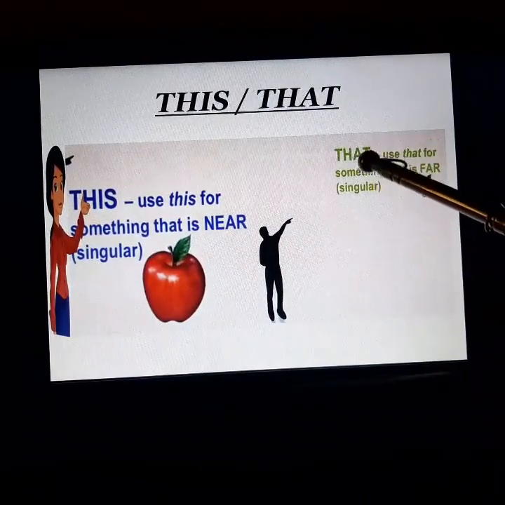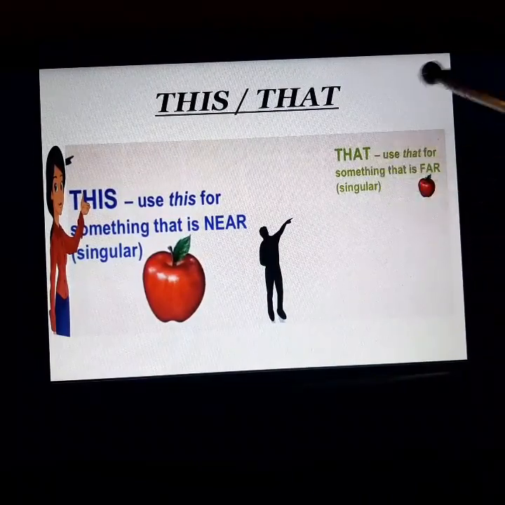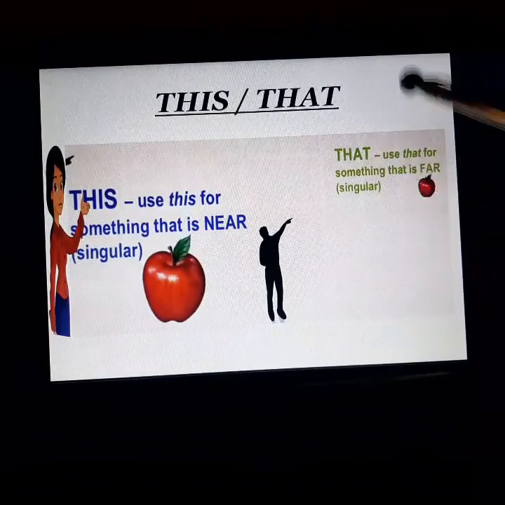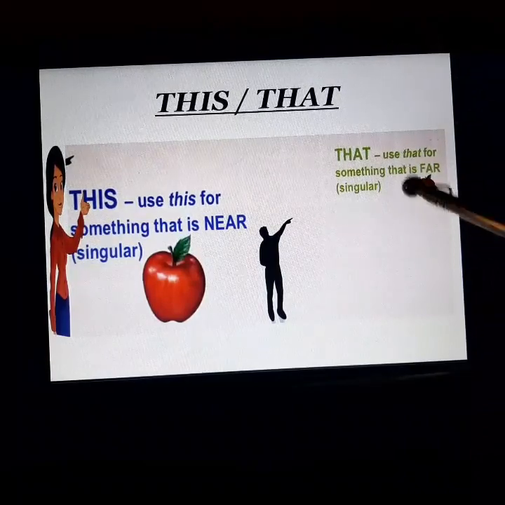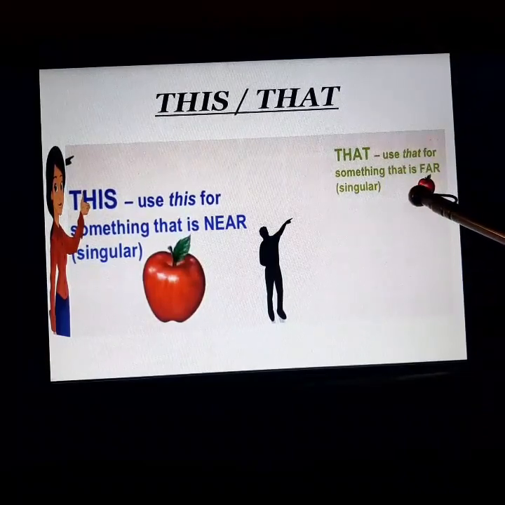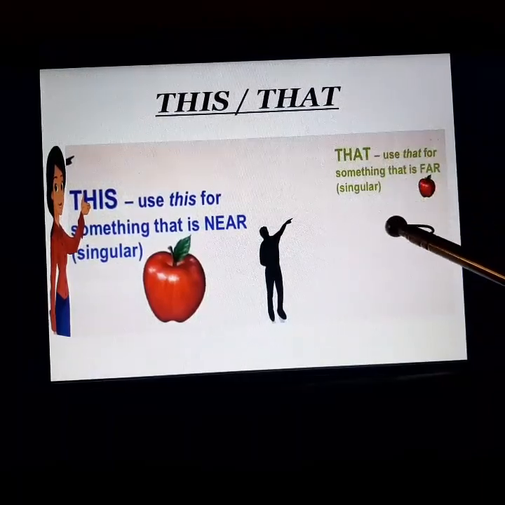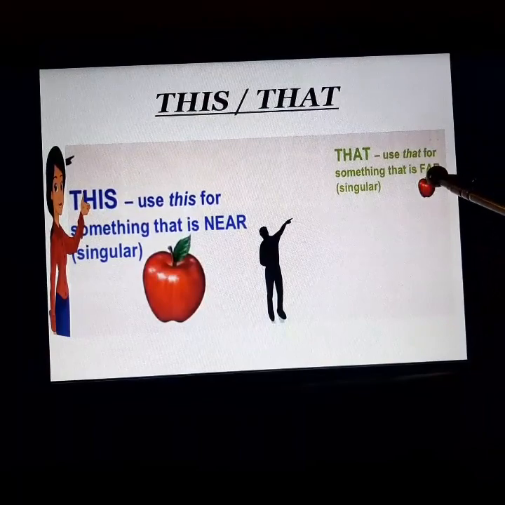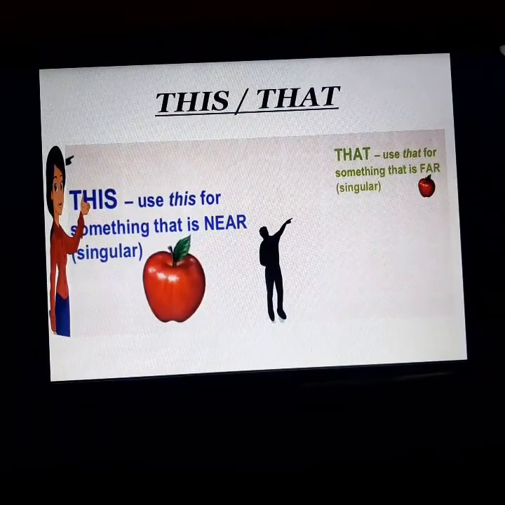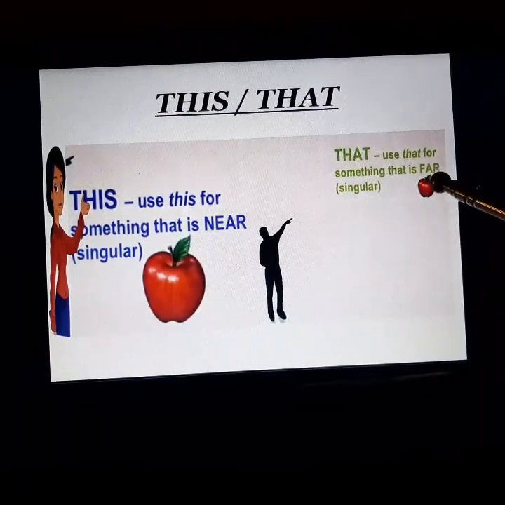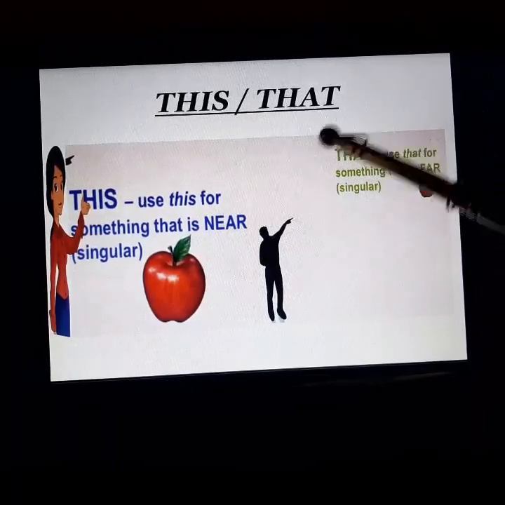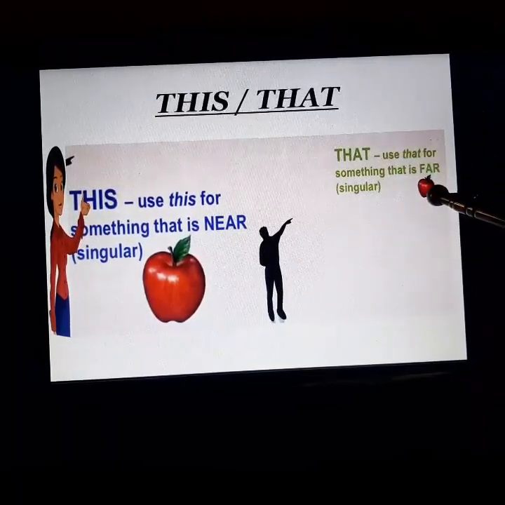Same way, that. Now that is used for something that is far from us. So here we have an apple. There is only one apple. So we are going to use that. Now this apple is far from me. It's not near me. It's far from me. So I'm going to use that. That is an apple.